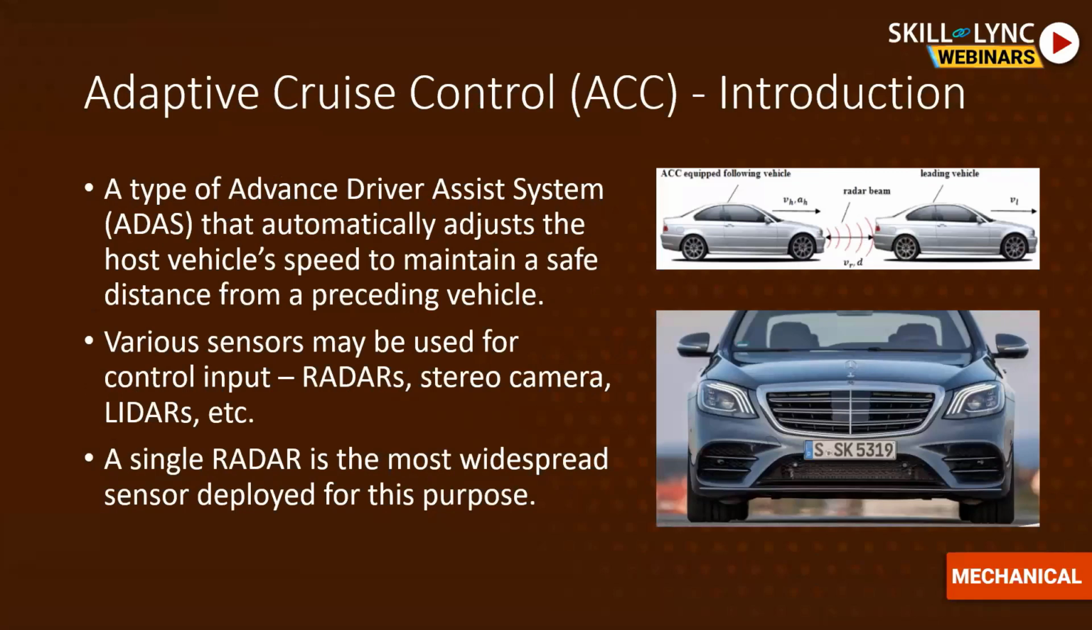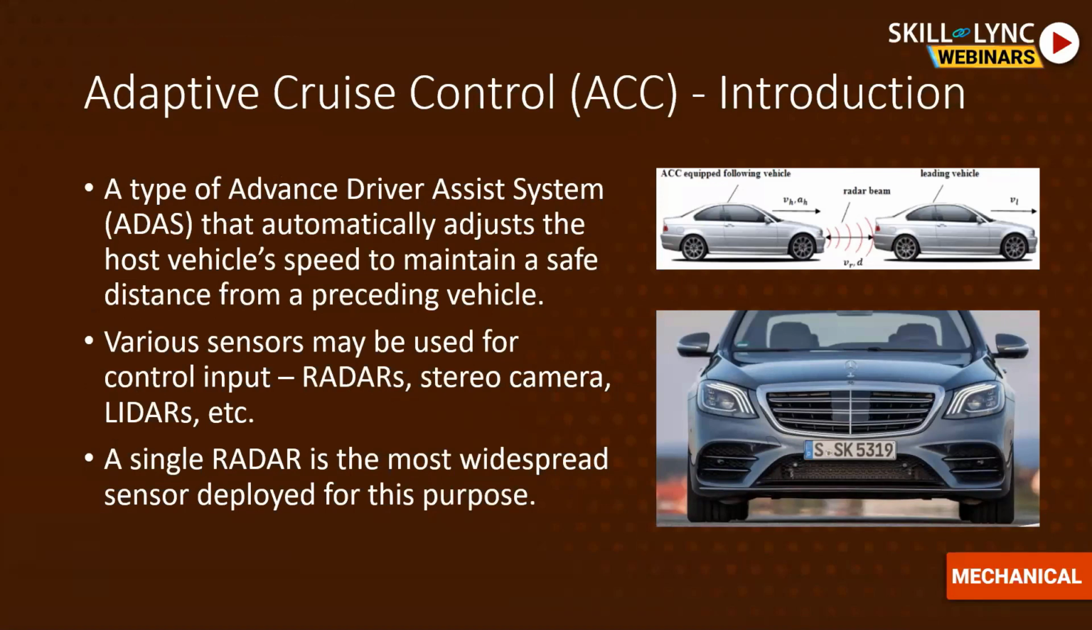So now we move on to adaptive cruise control, the one which is more commonly used today. ACC, or adaptive cruise control, is essentially an advanced driver assist system, ADAS, which automatically adjusts the host vehicle speed to maintain a safe distance from the preceding vehicle. Many sensors can be used to implement ACC, but it's primarily radars.